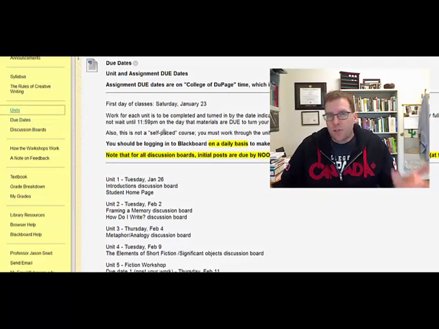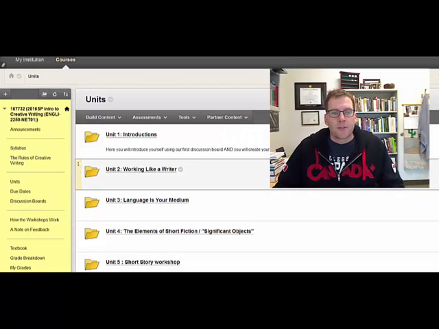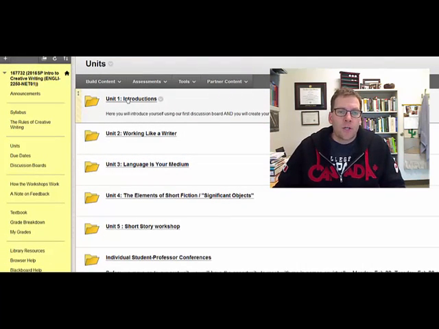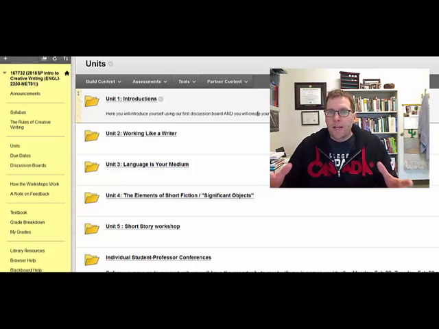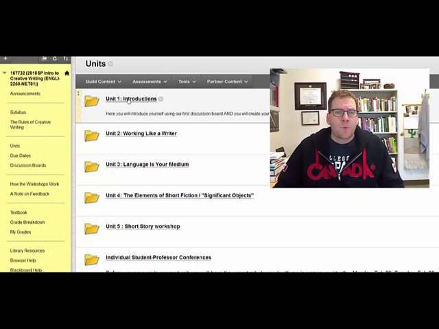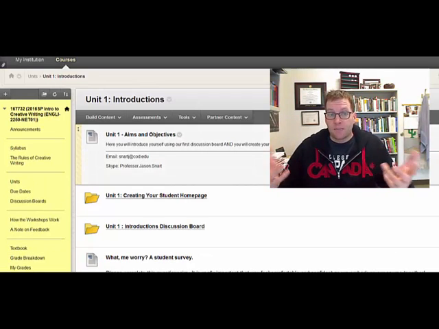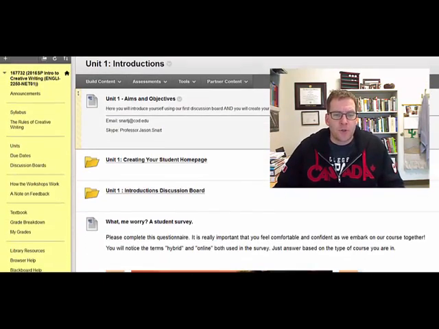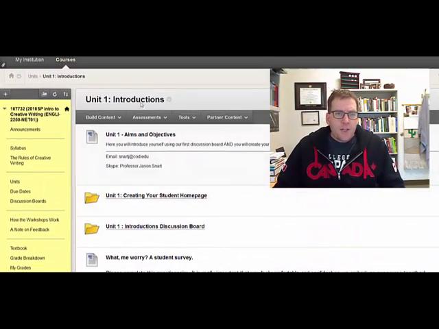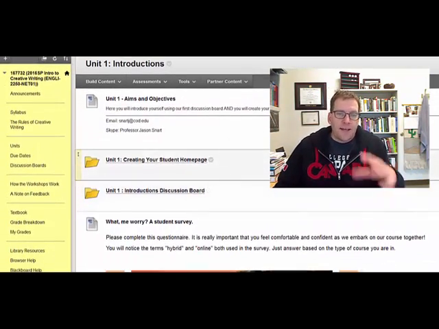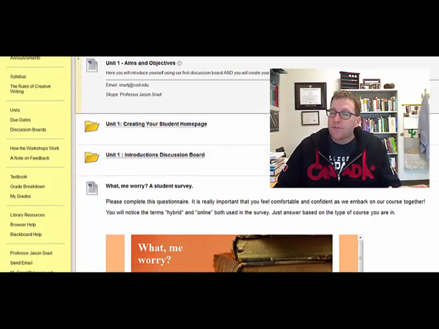And then of course the units are where the actual work is. So we'll take a quick look at Unit 1 here, which is really not so much a creative writing unit, although you are writing and it's probably going to be creative, so it's funny how that captures a lot of stuff. It's really just a unit about us getting to know each other. It's an introductions unit.